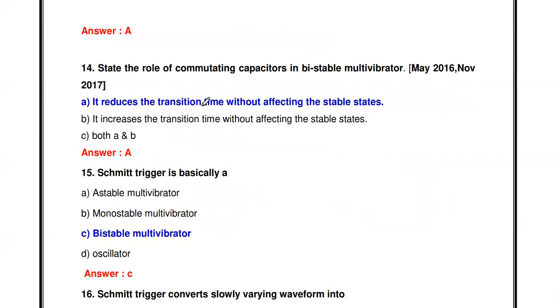Then next question, state the role of commutating capacitor in bistable multivibrator. Commutating means speed up capacitor. The name itself gives the answer: in order to speed up the transition. So it reduces the transition time without affecting the stable state. That is correct. In order to speed up the process means we will get the square waveform in a minimum time. So it reduces the transition time. If the transition time reduces, we will get the sudden change from low to high or high to low.